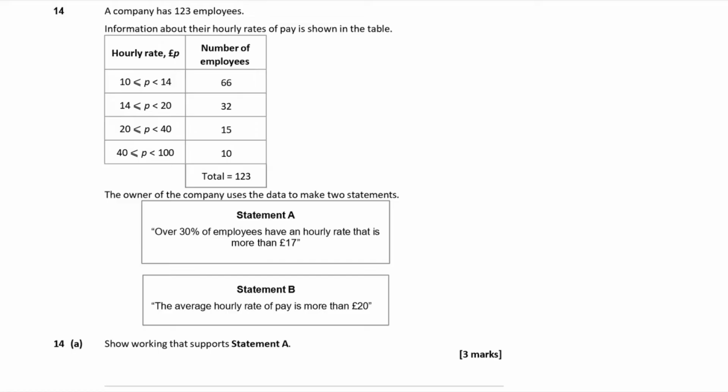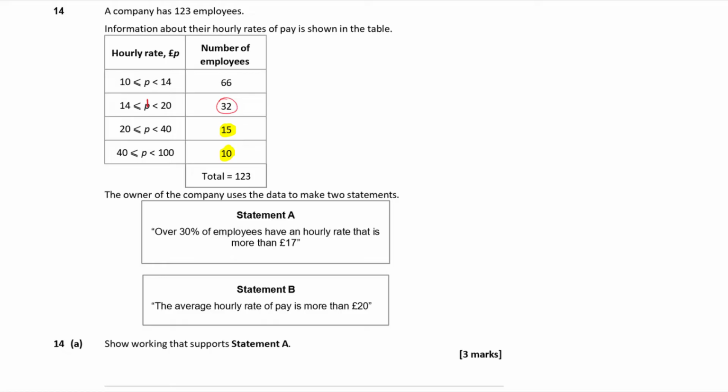Well, now, these guys here are definitely earning more than £17. These guys here are definitely earning more than £17. Now, £17 lies kind of in the middle of this group here, doesn't it? It's kind of halfway between 14 and 20. So with this 32, we could assume that all of them are earning more than £17, or that all of them are earning less, but I think it's fairly okay to assume that half of them are going to be more than 17 and half of them are going to be less than 17.